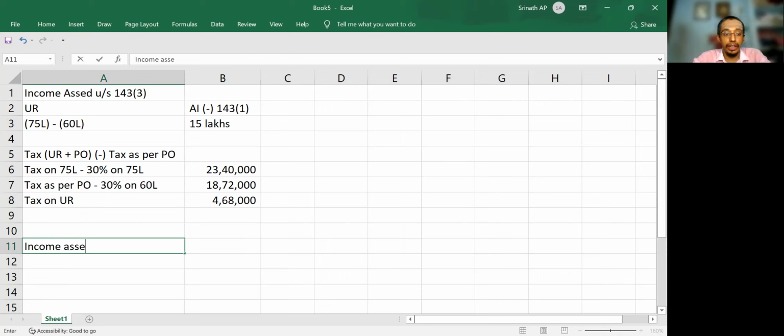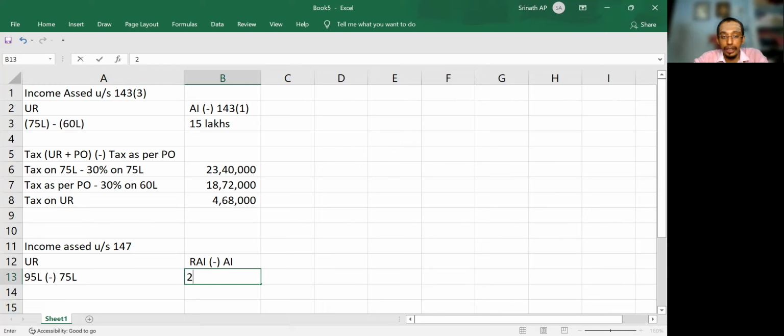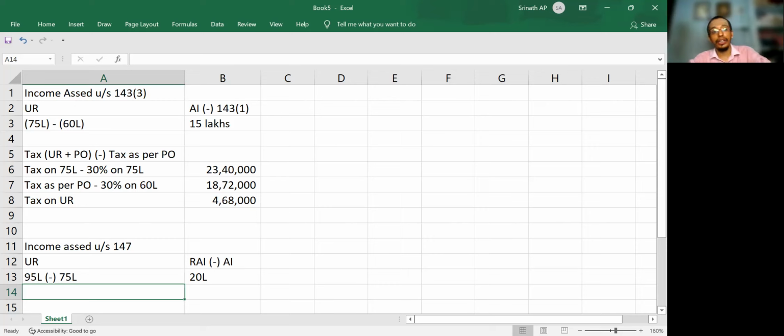Next, income assessed under section 147, not for the first time. So under reporting of income would be equal to reassessed income minus assessed income. Reassessed income is 95 lakhs minus 75 lakhs, which would be 20 lakhs.